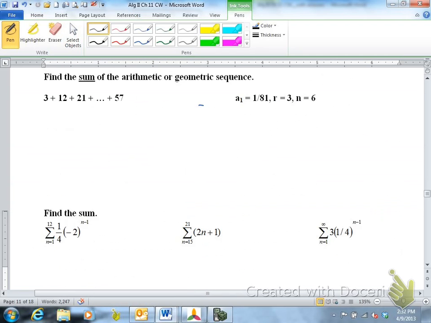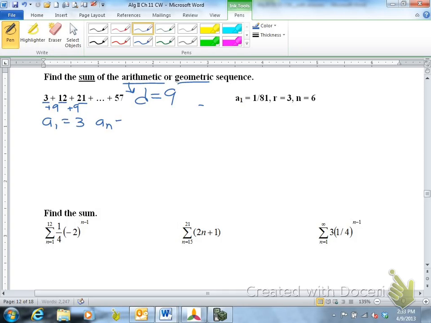Find the sum of the arithmetic or geometric sequence. So it's important that you tell the difference between the two. Notice between 3 and 12, what's changing? Well, it looks like we're adding 9. And we can look to the next one, 12 to 21, we're adding 9. So that means D equals 9. And that means it's an arithmetic sequence, or arithmetic series. So to add these numbers, we have A sub 1 is 3. A sub n is 57. D is 9. And we don't know n.